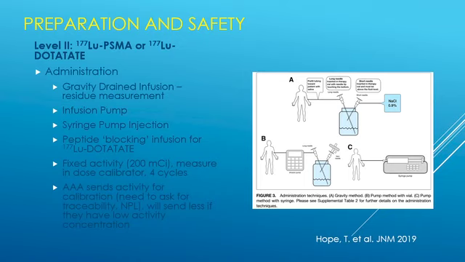Administration is mostly gravity drained, so it's an interesting method where the needle to your saline goes into the vial above the level of the drug, and it drips in there, which creates pressure, and then that pushes the drug up through the long needle, which is below the level of the drug, and into the patient. Or you can use a syringe pump. Fixed activity also here, 200 millicuries, 4 different cycles.